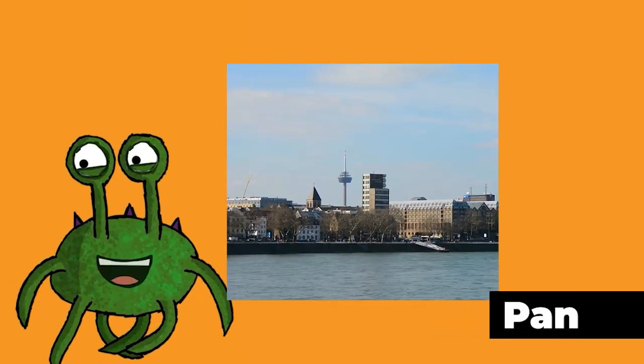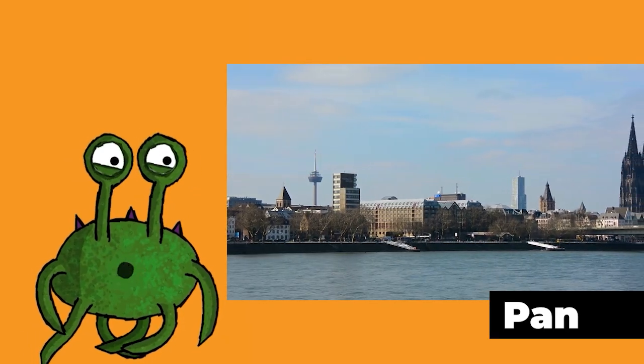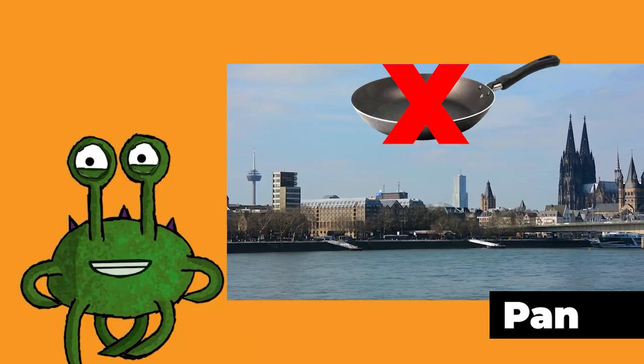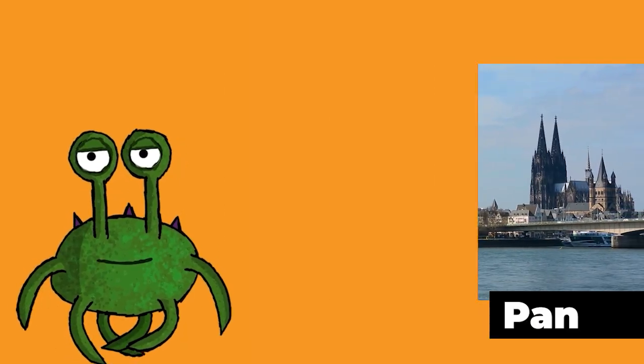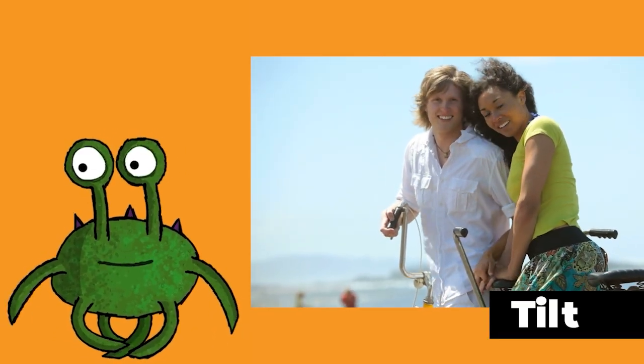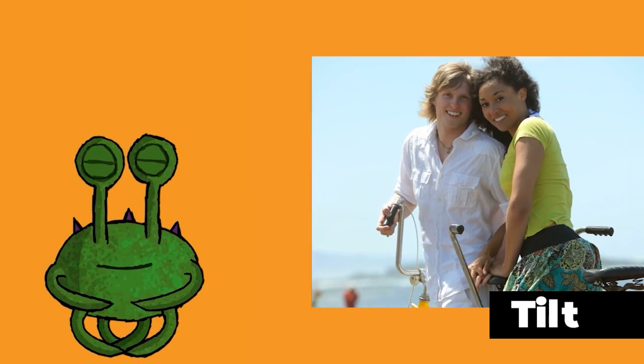Pan. A pan is when the camera moves left or right from one side to another, not to be confused with the cooking pan, which humans also seem emotionally attached to. Tilt. A tilt is when the camera moves up or down. Humans use this to reveal tall buildings, dramatic skies, or someone's questionable outfit.